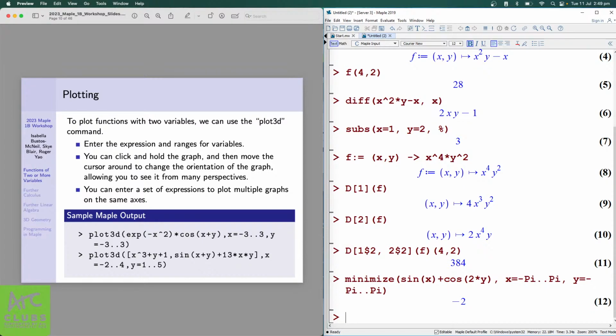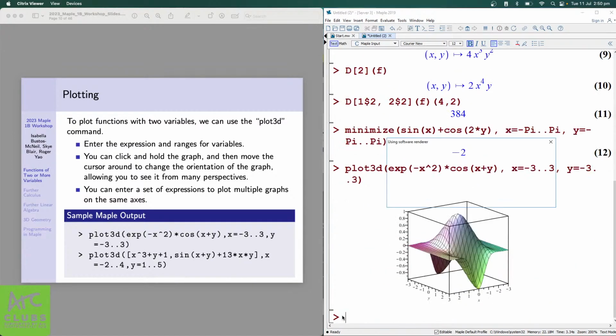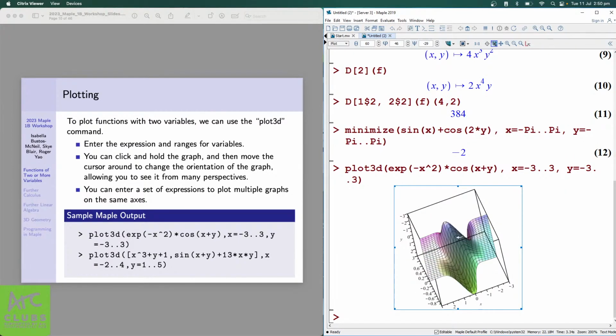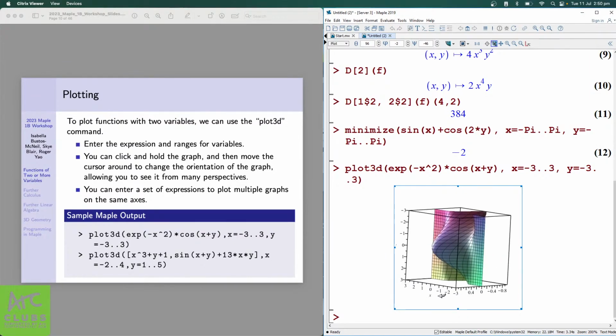So for example, if we want to do a 3D plot, you do plot3d, exp of negative x squared times cos of x plus y. And we want it to go from x equals negative 3 to 3, and y equals negative 3 to 3. And so it plots it for us, which is really nice. And so we can spin it around and have a look at it from multiple angles.